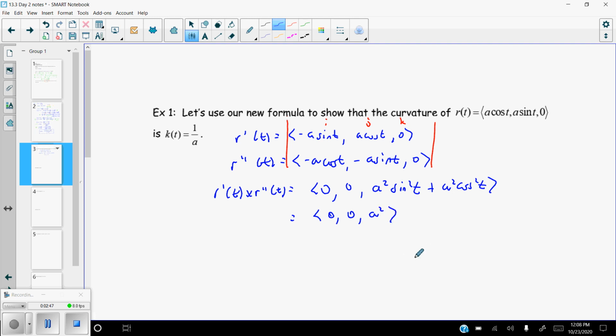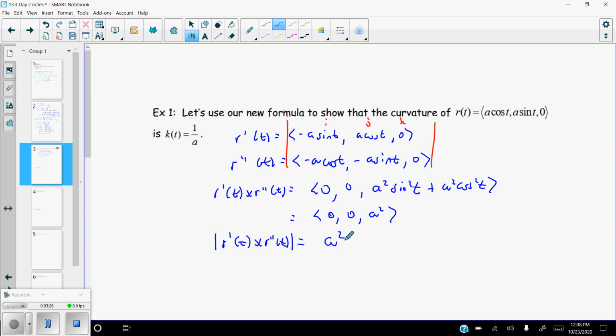Okay, then we need the magnitude of that because this is going to be our numerator. So the magnitude of r prime t cross r double prime t is going to be the square root of 0 squared plus 0 squared plus a squared squared. So you're going to get basically a to the 4th underneath the square root, and it's going to give you a squared, which really should make sense because a itself really is just a constant. And if you take the magnitude of a constant, it is the constant. So there is your magnitude of the numerator.